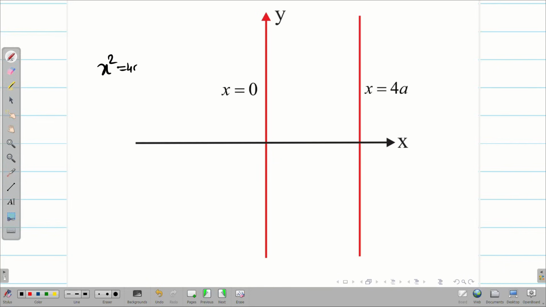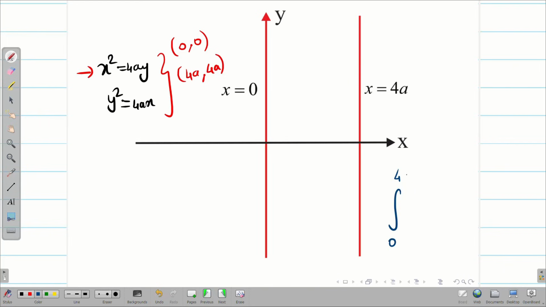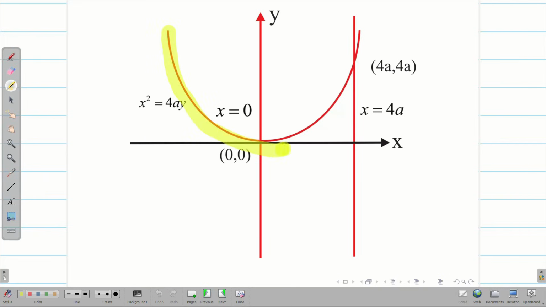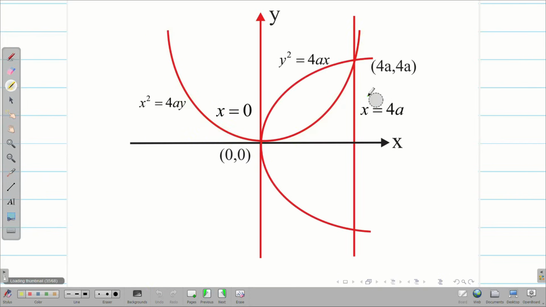Done. Next, x square equal to 4ay and y square equal to 4ax. These are my two parabolas. They pass through the same points 0, 0 and 4a, 4a. So I am going to draw this parabola first. Why? You see the question. Integral over 0 to 4a, x square by 4a to root ax. That means this x square by 4a is my lower parabola and y square equal to 4ax is the parabola which is the upper limit. So I am drawing this parabola x square equal to 4ay. The next parabola will pass through the same points 0, 0 and 4a, 4a.